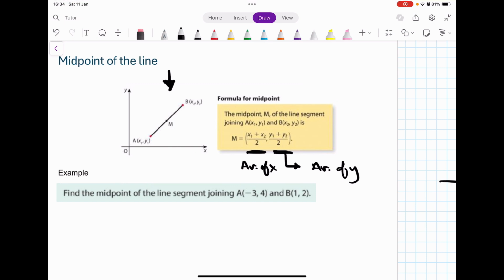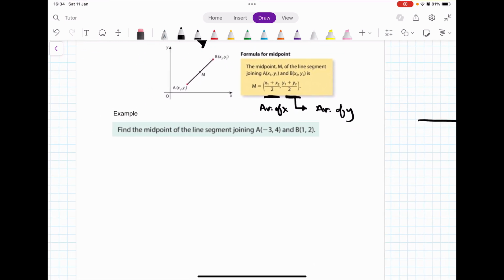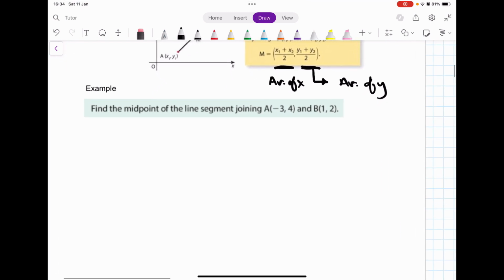Now I'll just run through an example of using this midpoint formula. This midpoint formula will be in the Formula and Tables book in the Junior Cert. So what is the midpoint of the line segment joining this point and this point? Let's just practice our knowledge of the Cartesian plane.